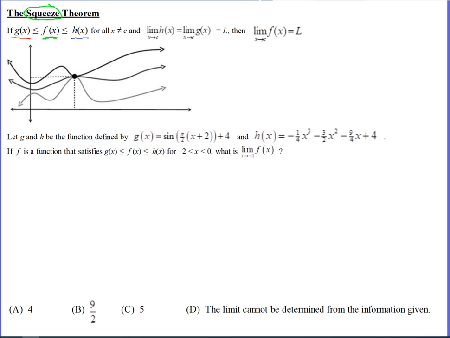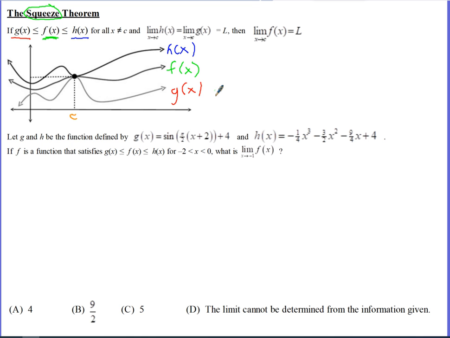g of x is less than or equal to f of x, which is less than or equal to h of x, for all x not including c, so it doesn't have to include c. And c here represents the specific x value right here in the graph. And we've got g of x is the least of these, so this is the graph of g of x here. H of x is the greatest of these, right here. And f of x is the one that's squeezed between the two.